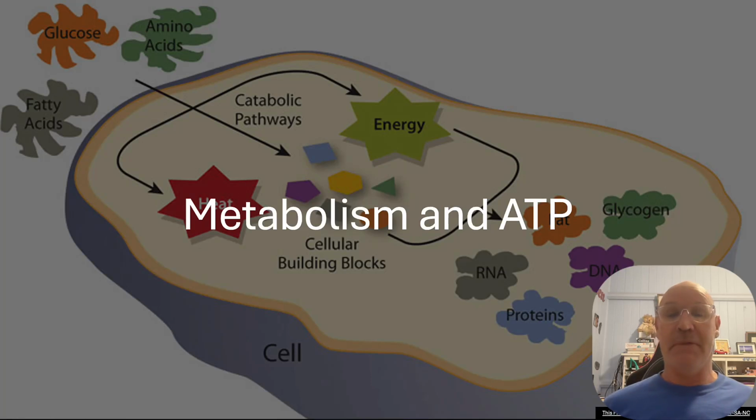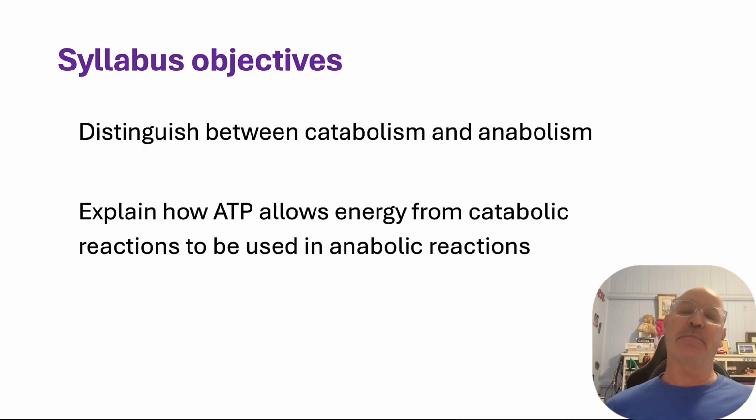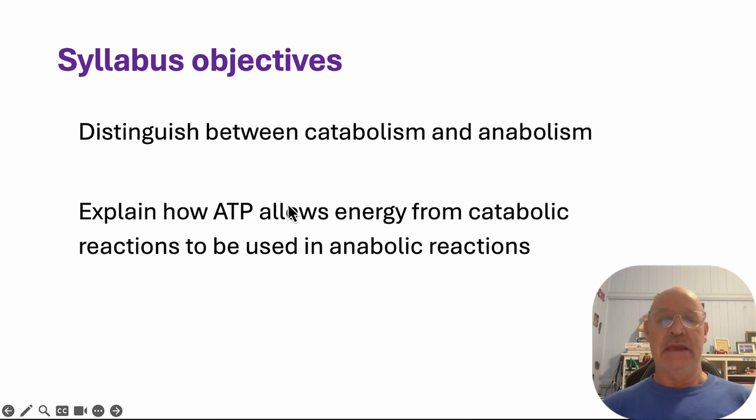So let's talk about metabolism and ATP. There's a couple of syllabus objectives. The first one is really just to differentiate between catabolism and anabolism. And the next one is about explaining how ATP allows energy from catabolic reactions to be used in anabolic reactions. So let's have a look at that.